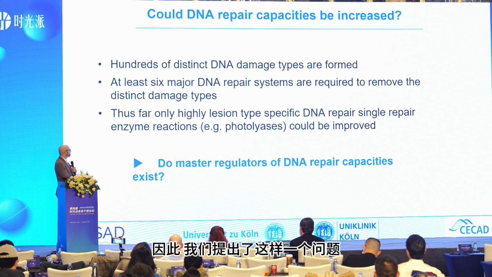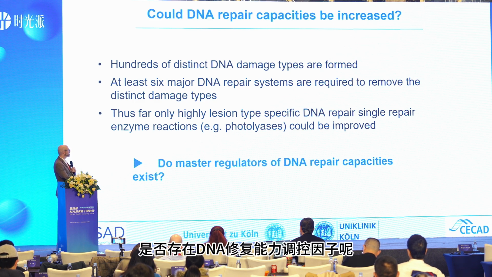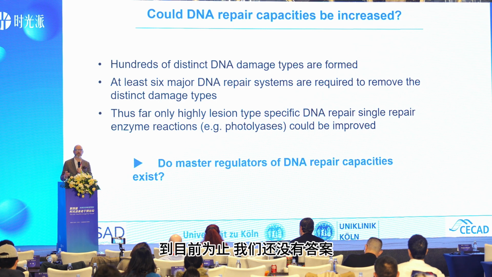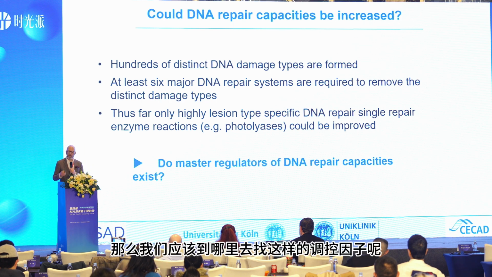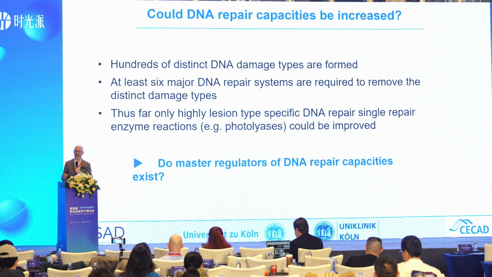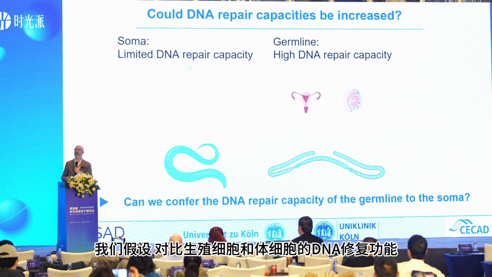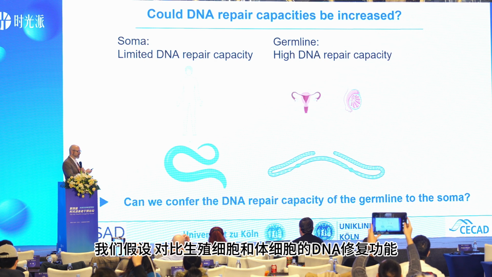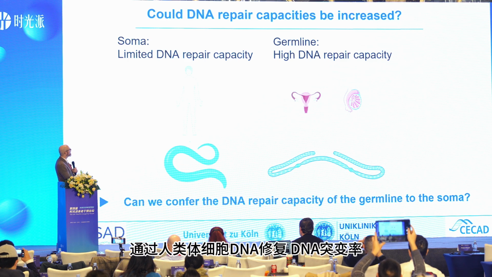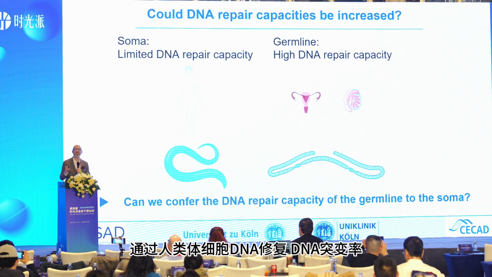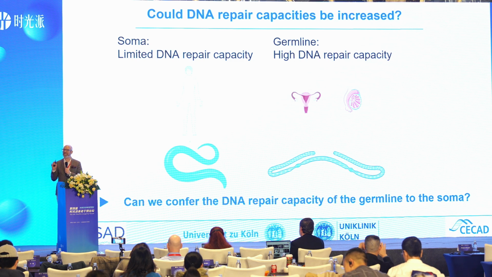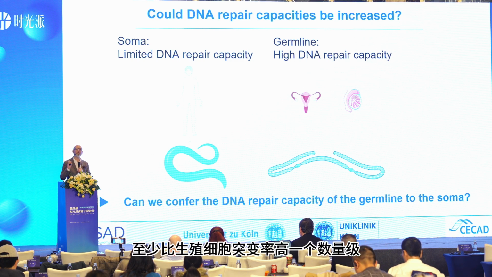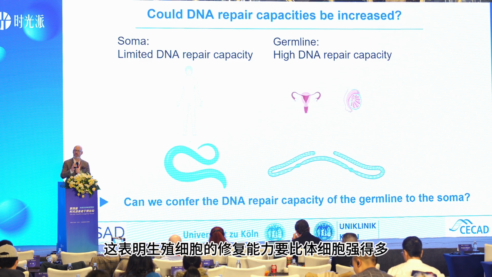So we asked the question whether there are master regulators of DNA repair, and thus far that remained elusive. But where could we find such master regulators? We hypothesized that maybe by contrasting the function of DNA repair in germ cells and the soma, where we knew in humans somatic DNA mutation rates are by at least an order of magnitude higher than germline mutation rates, indicating that germlines repair far better than the soma.